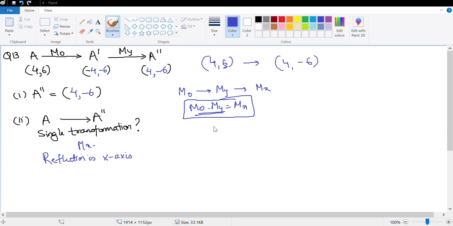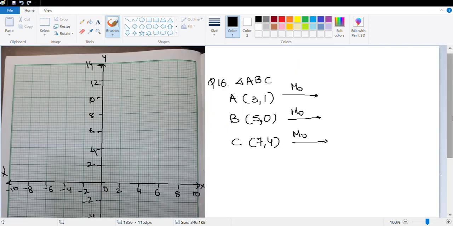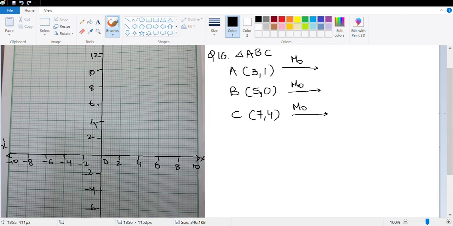The next question that we do is question number 16. So let's look at question number 16. Question 16 says, on a graph paper, plot the triangle ABC. So let's try and plot the triangle ABC. A is 3, 1. So this is 3, this is 1. I have plotted A, this is 3, 1. Next is B, which is 5, 0. This point is B, which is 5, 0. Next is C, which is 7, 4. So this is 7, 4. This is my C, 7, 4.